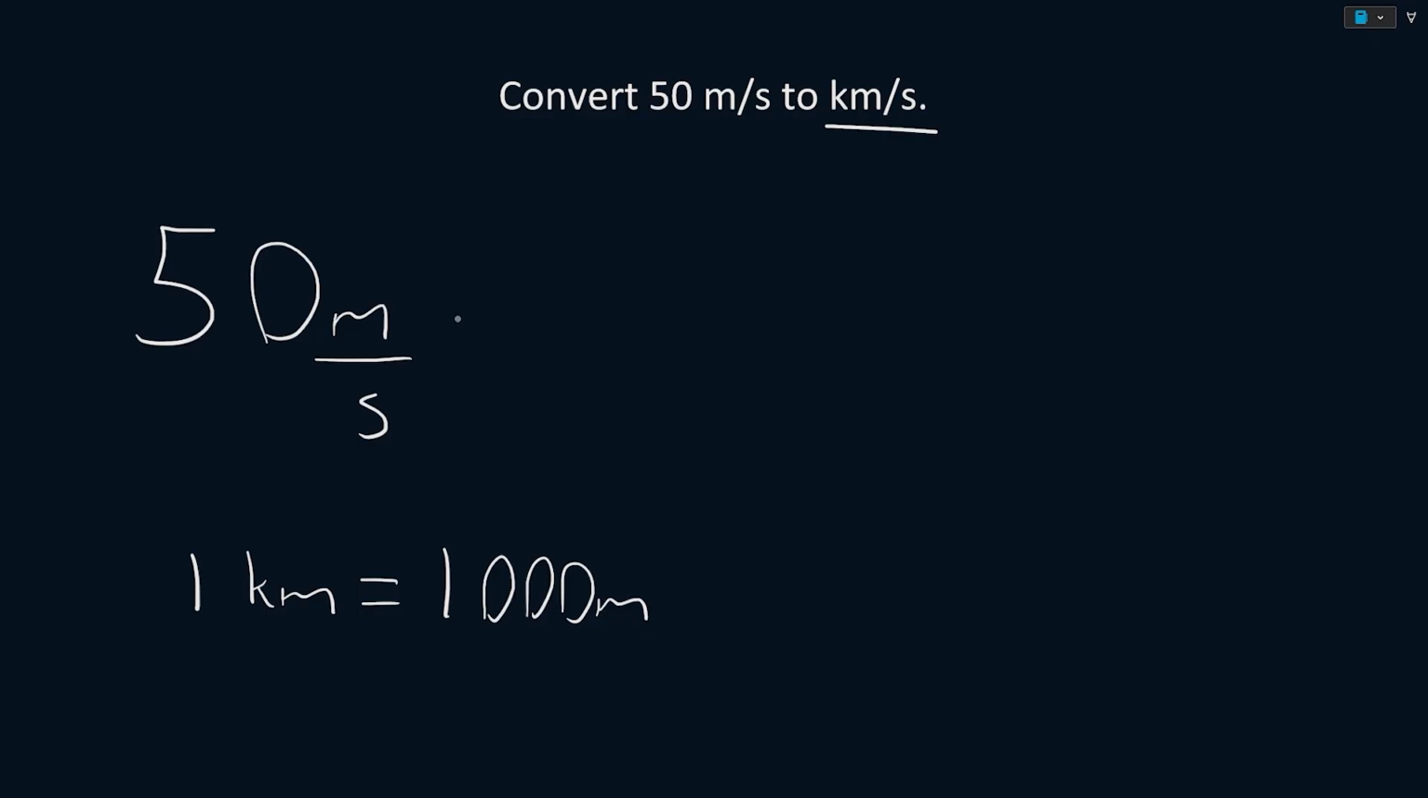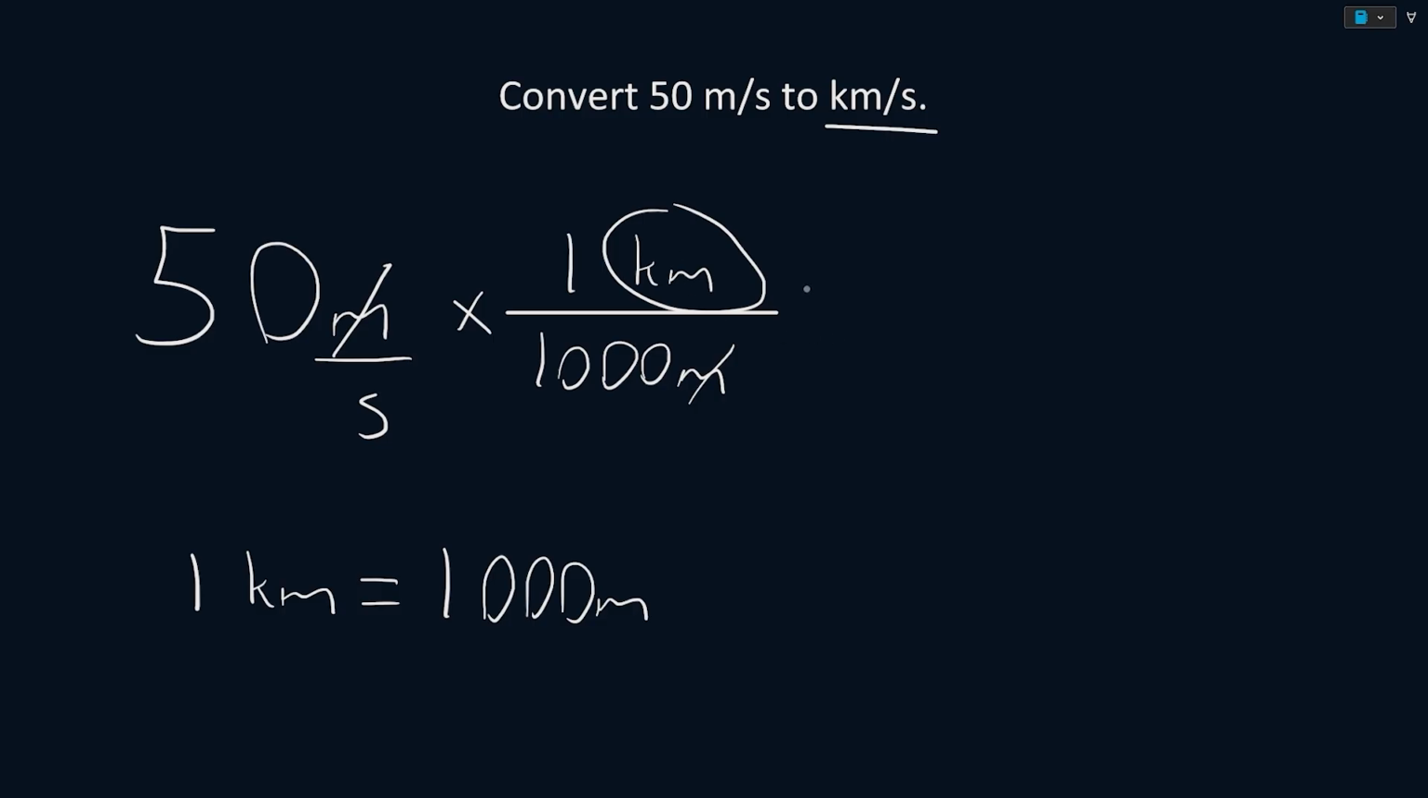So to convert meters to kilometers, we need to multiply through our conversion factor of 1 kilometer is equal to 1,000 meters. Multiplying through this, we see that the meters cancel and leave us with kilometers. So solving this, we get that 50 meters per second is equivalent to 0.05 kilometers per second.